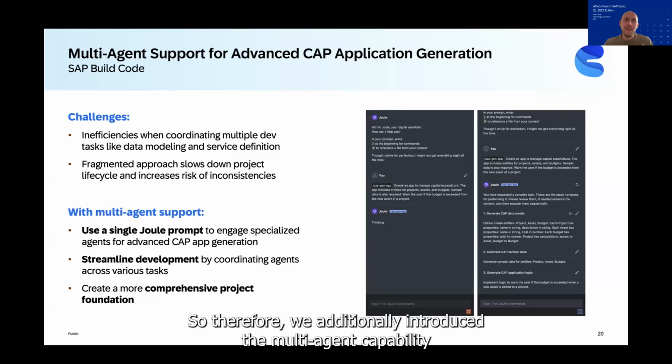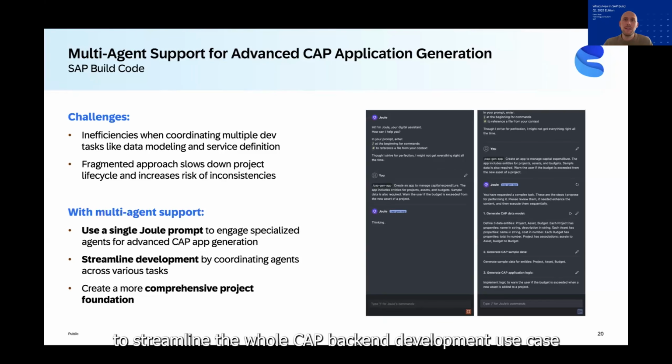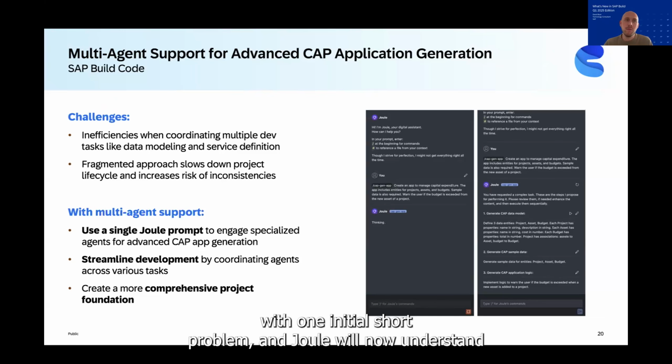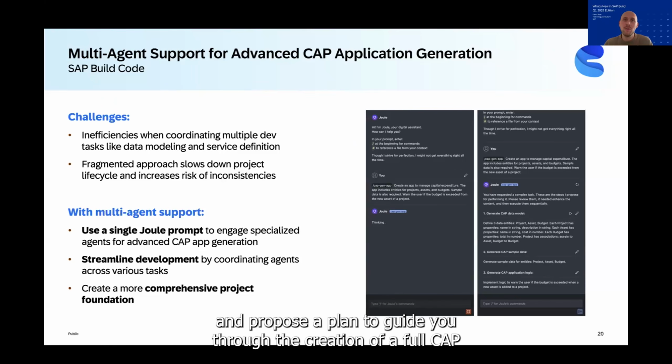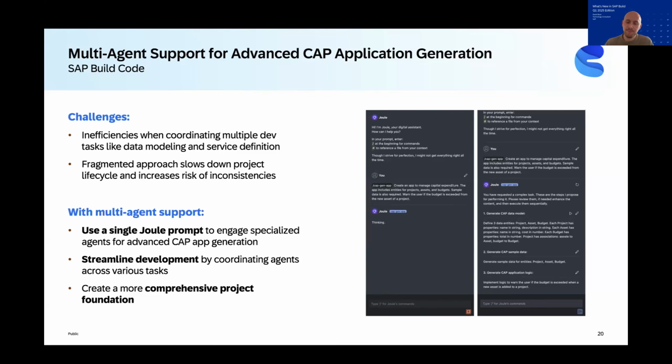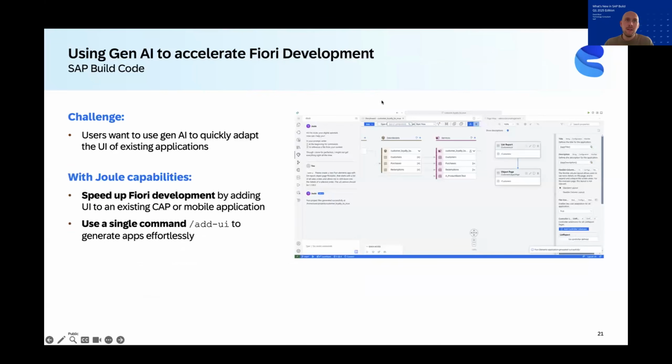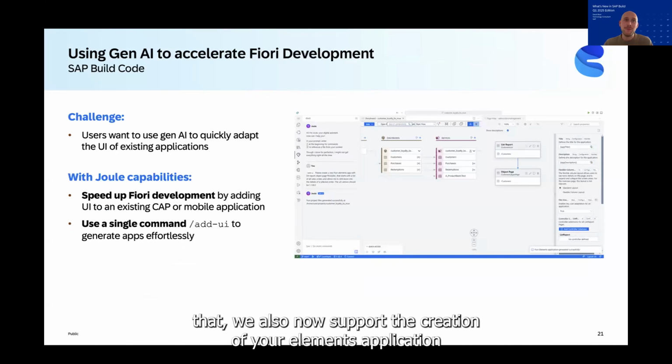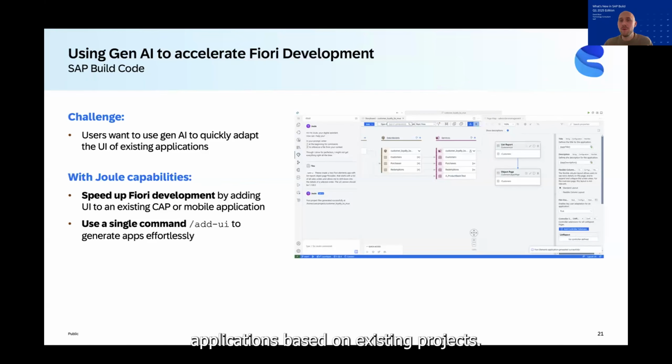So therefore, we additionally introduced the multi-agent capability to streamline the whole CAP backend development use case with one initial Joule prompt. And Joule will now understand and propose a plan to guide you through the creation of a full stack CAP project, and therefore enables a more comprehensive project foundation. On top of that, we also now support the creation of Fiori Elements applications based on existing projects.